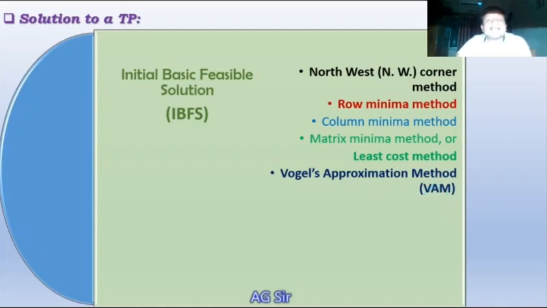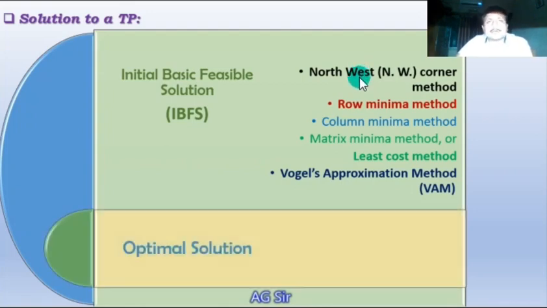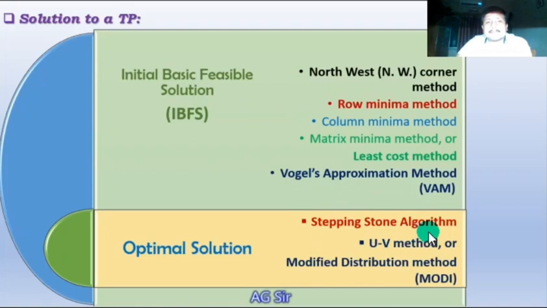You may note that after you determine the initial basic feasible solution or IBFS by any of these methods, you have to improve your solution or check whether the solution is optimal. How do you test your optimality? To test the optimality of your IBFS, you use either the stepping stone algorithm or the UV method, which is also known as the modified distribution method or MODI.